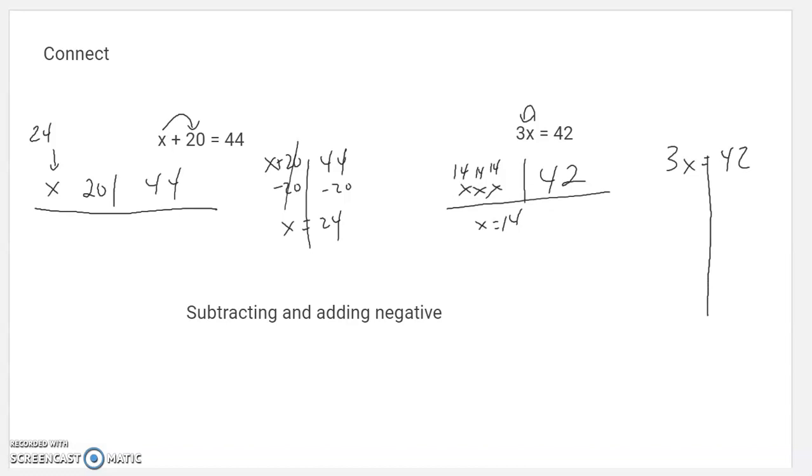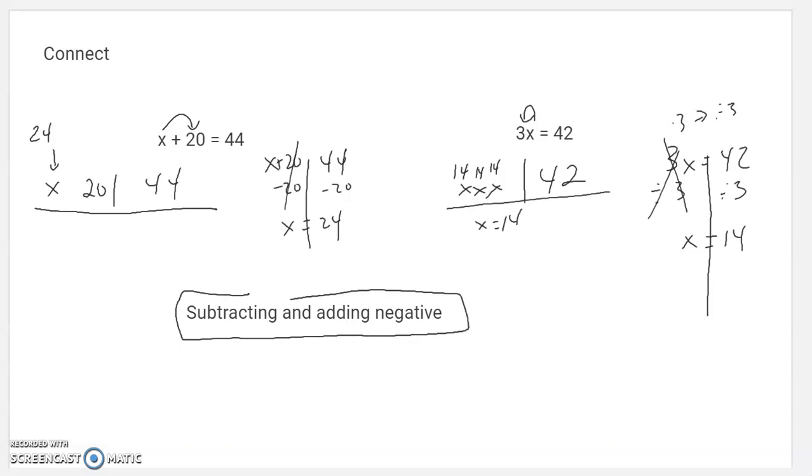where we say, okay, what's happening to x? X has 3 being multiplied, so we're going to do the inverse, which is to divide by 3. And that cancels and makes just 1x, and 42 divided by 3 is 14. So that's what we've done so far. Before we get into ones where x has something being subtracted from it, I need to remind you a bit about subtracting and adding negatives.